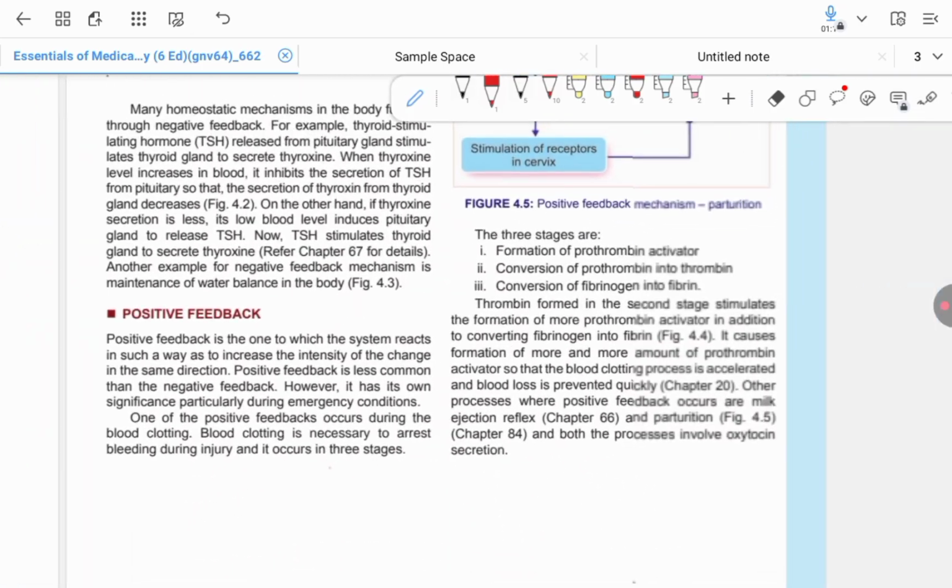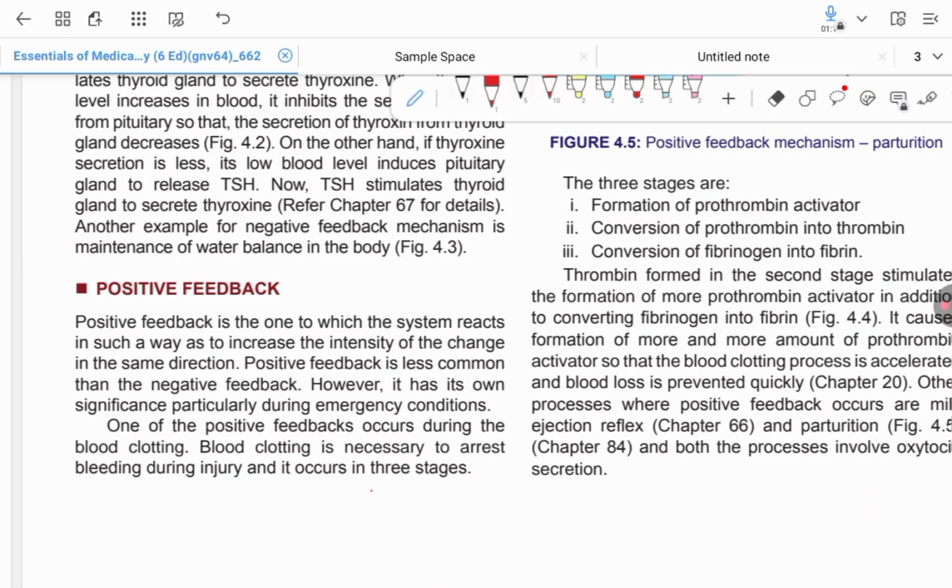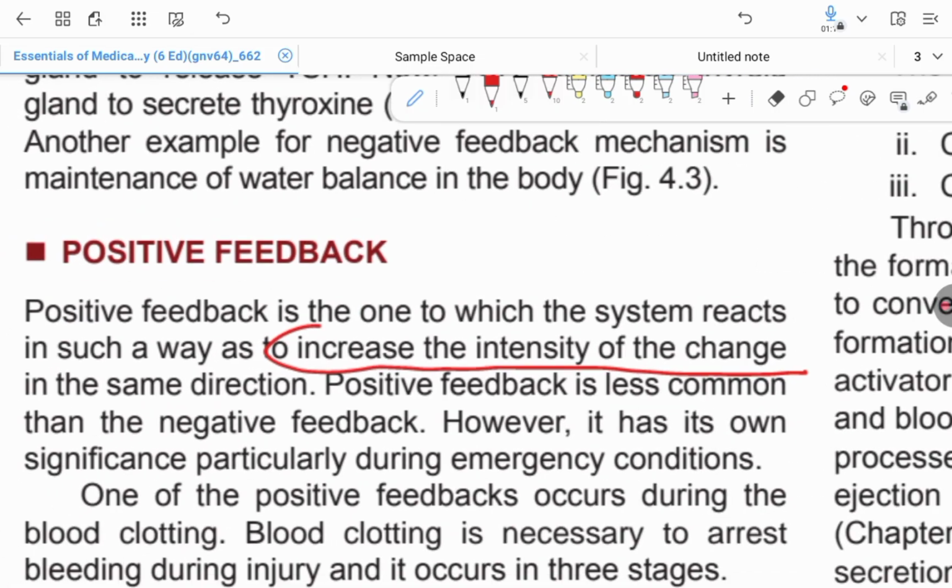So let's see positive feedback first. Positive feedback is one to which the system reacts in such a way as to increase the intensity of the change. It accelerates or increases the intensity of the change in the same direction.